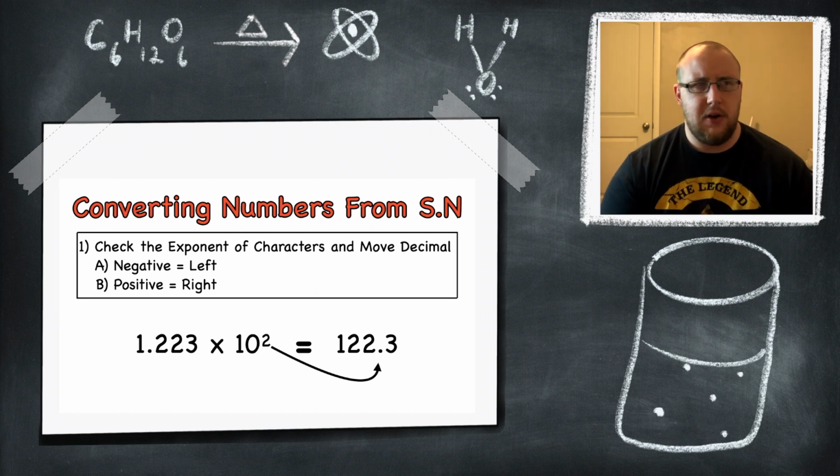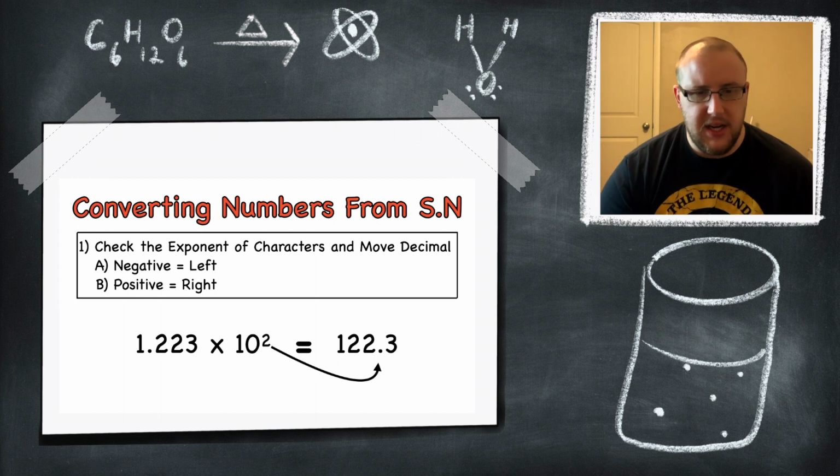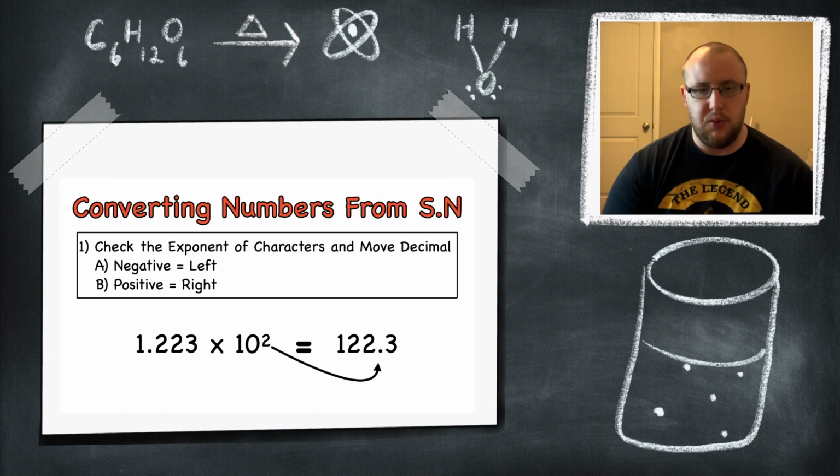So just like our exponent was our last thing in going to scientific notation, when going from it, the first thing we're going to do is check that exponent. That's going to tell us how many places we're going to move our decimal and if we're going to move it to the left or right.